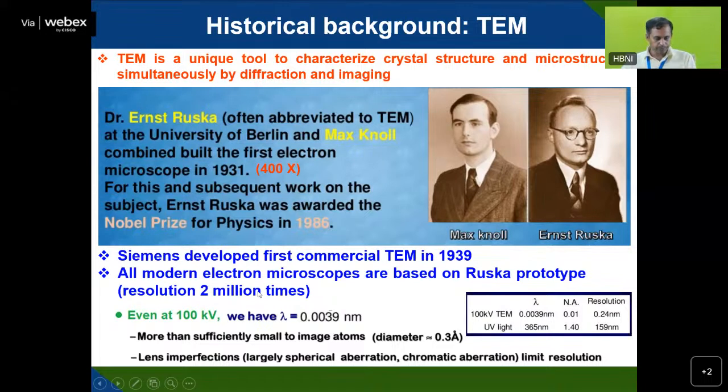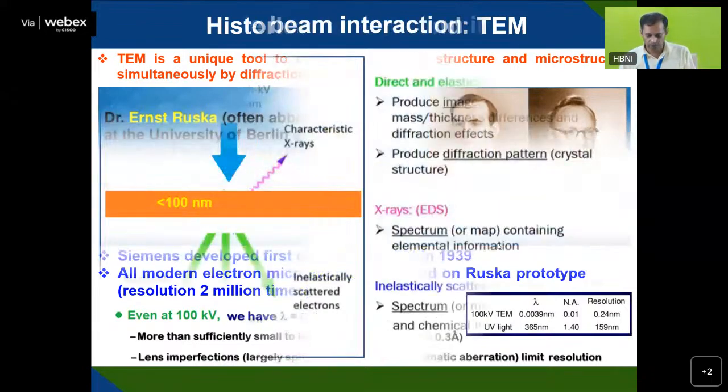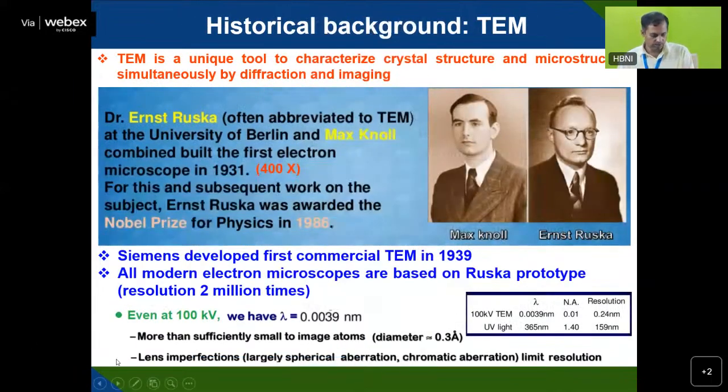Here, the TEM is a unique tool to characterize crystal structure. So you can see the crystal structure by using TEM. There is also microstructure information you can get from the TEM. And these transmission electron microscopes operate at very high voltage, like 1000 kV or even 200 kV or 300 kV transmission microscopes are now available.